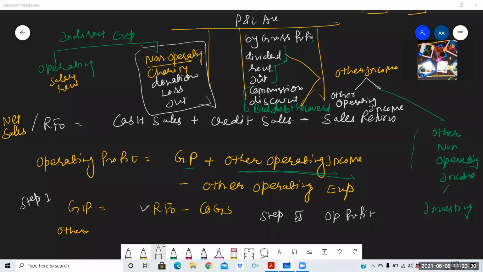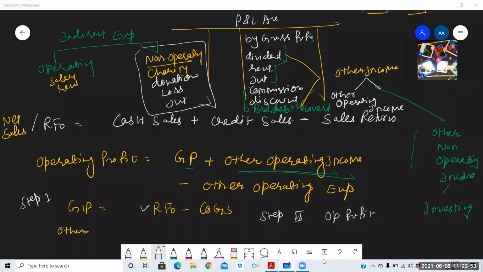Yes, Siddhi. Loss on sale of machine is a non-operating expense, because selling of machine is not our regular business. Anything which is incurred because of the regularity of business, that is operating only. We will be selling a machine only when it is outdated or obsolete. So that will be treated as non-operating. So step two, find out operating profit.